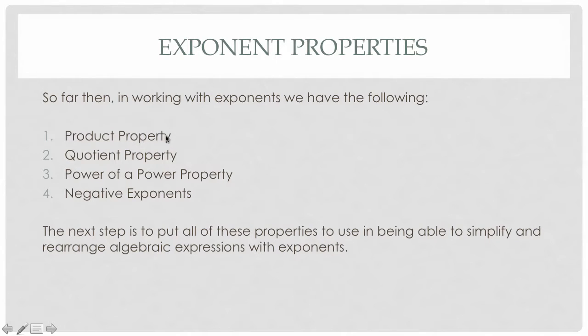Okay, so let's summarize. We got the product property, where you can add the exponents. We got the quotient property, we subtract the exponents. We have the power of a power property, we multiply the exponents. And you have negative exponents, which are the opposite, which means you got some division involved. Hopefully you have all these written down in your notes with some examples. There's some great ones in your textbook as well. But the next step is then to put all of these properties to use and start to be able to simplify and work and rearrange all sorts of algebraic expressions that involve exponents.